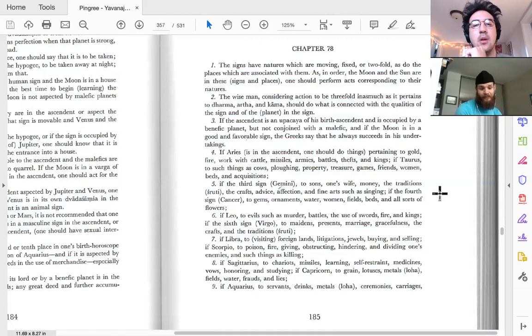Yeah, absolutely. Okay, so chapter 78. I don't remember what this was about. Here basically you have the modalities of the signs. It's the first time he addresses the modalities specifically, which is interesting. Well, he has addressed them before, but not talking about them specifically. And he also takes into consideration the sign of the ascendant to take action. So once again, we see the ascendant in terms of how it may contribute to a certain type of action.